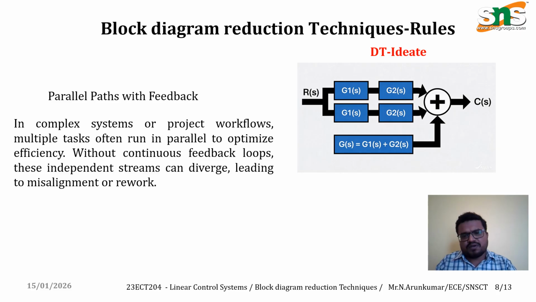Next one is the rule for a parallel path with feedback. Suppose we have two parallel blocks connected with the loop, we need to eliminate the system using a feedback loop. We need to consider the parallel block rules first. After that we can fix the final element by using a feedback loop.